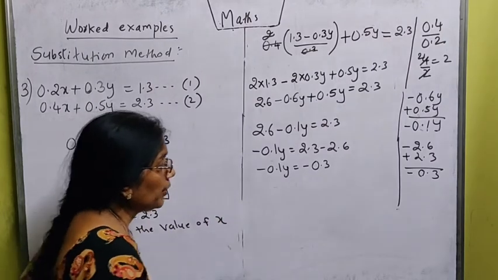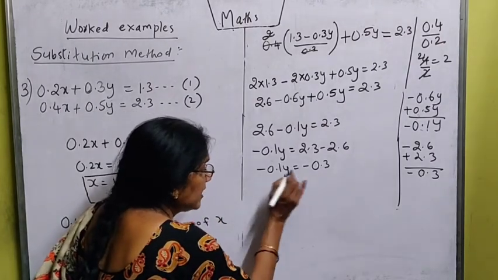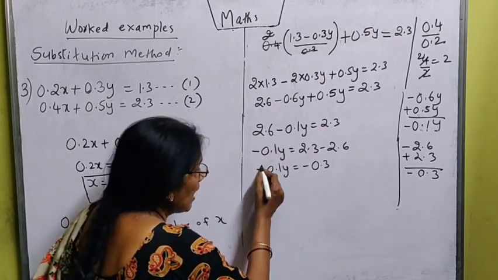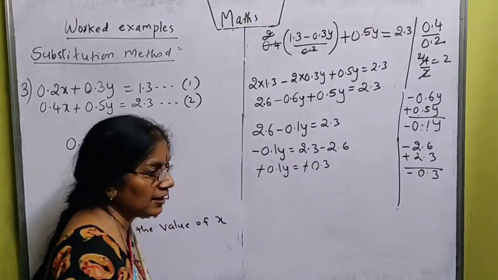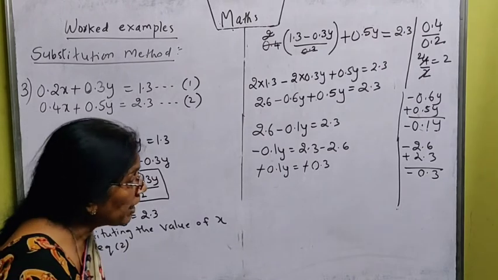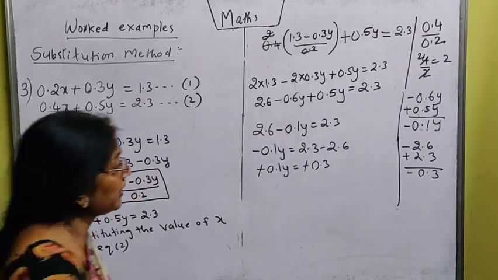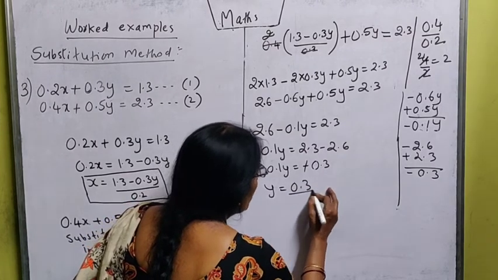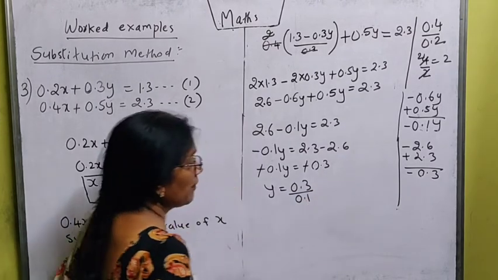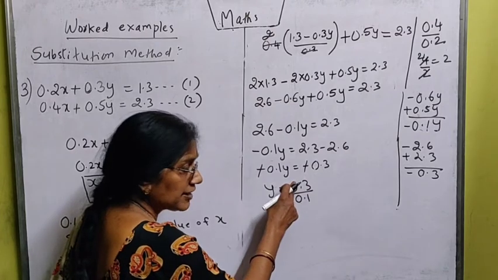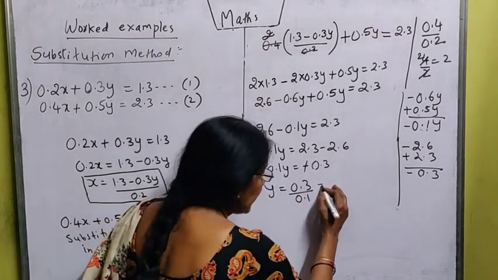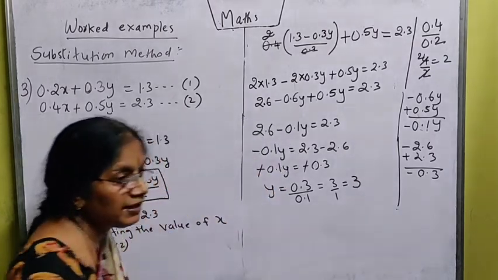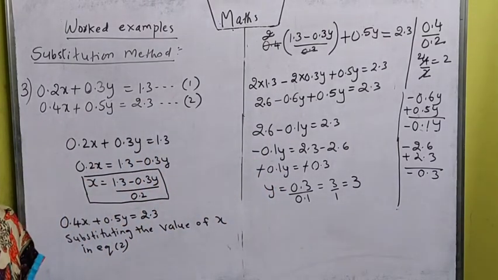Yesterday also I explained to you, when a minus sign is on both sides of the equal sign, what will happen? The sign will cancel. So what did I get? 0.1y is equal to 0.3. So what is the y value? y is equal to 0.3 divided by 0.1. Numerator 1 place of decimal, denominator 1 place of decimal, I can remove. It will become 3 by 1. What is 3 by 1? 3. So I got the value of y as 3.